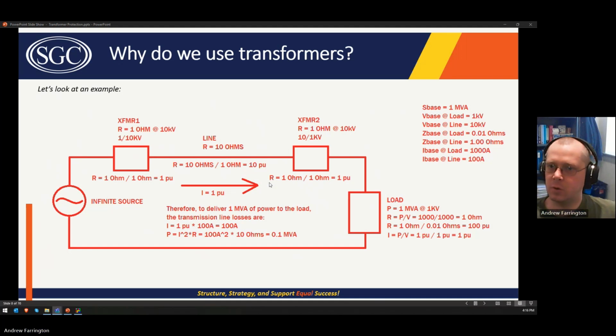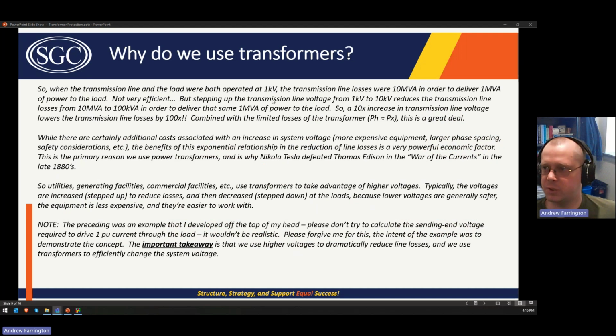This slide just kind of goes over all of those talking points I just discussed. So this is why Tesla defeated Edison in the War of the Currents back when electricity was newly discovered in the late 1880s.